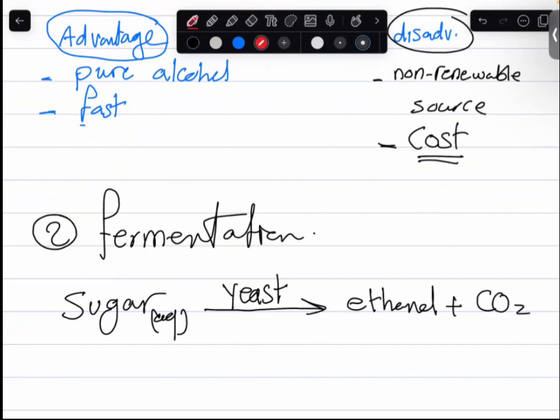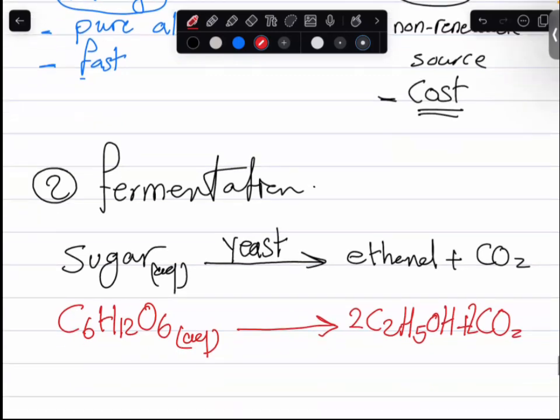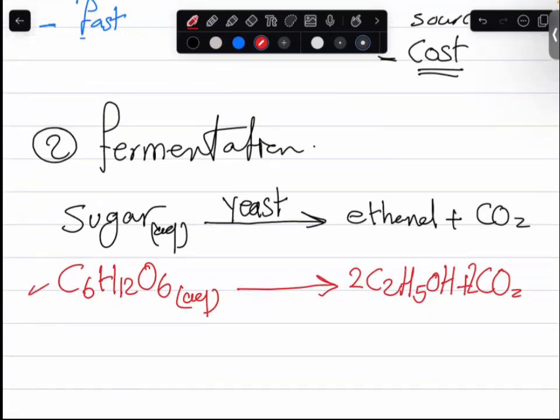If we want to write the equation: C6H12O6, which is aqueous glucose, in the presence of yeast, gives 2C2H5OH, which is ethanol, plus 2CO2, carbon dioxide. The equation is very important because it also comes in the exam.